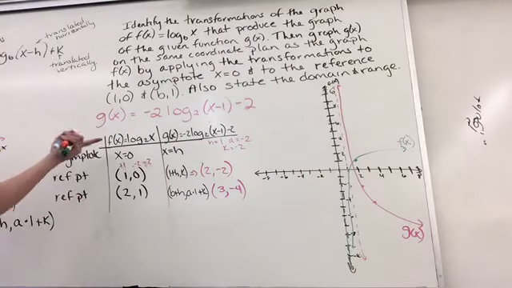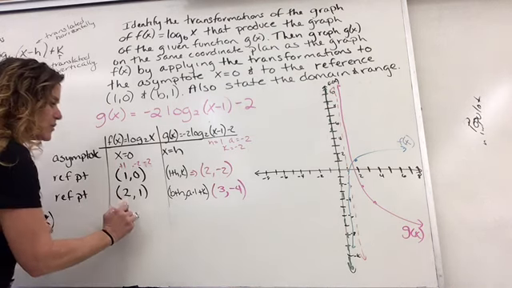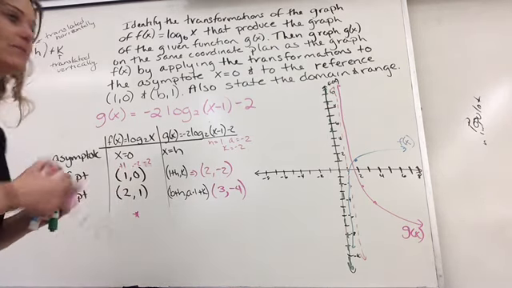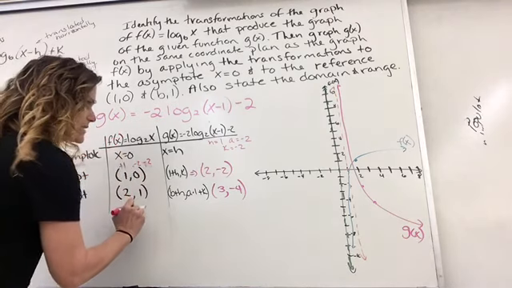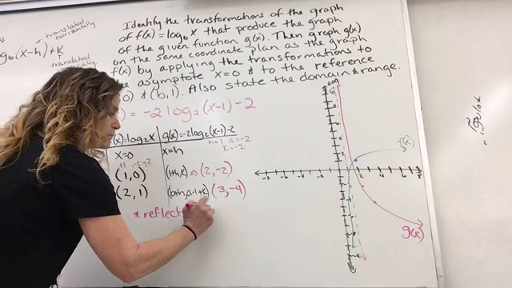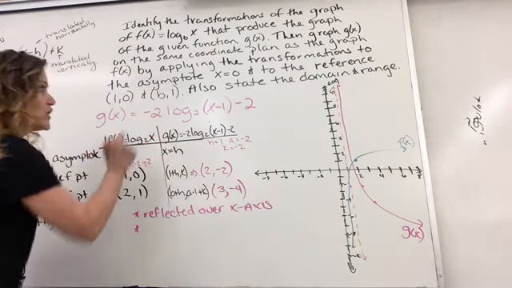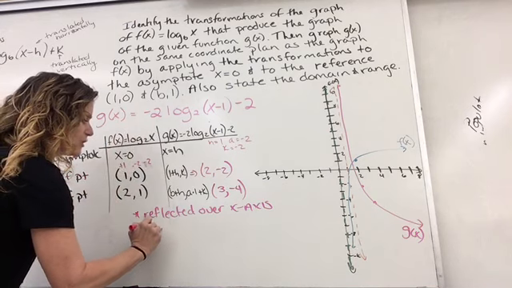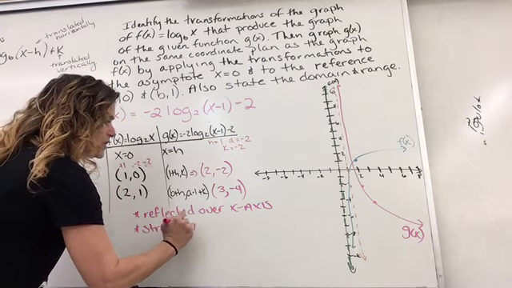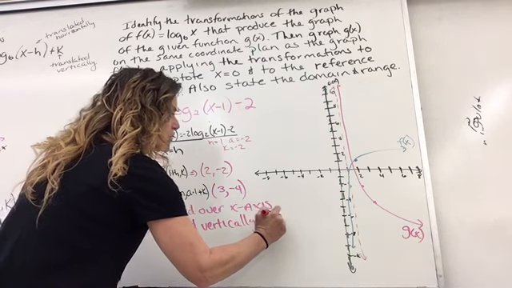G of x, if you go across that dotted diagonal line, then we would have those mirror images of each other. So let's talk and write in words. Since it's a negative, it's being reflected over the x-axis. The other change is it's stretched vertically by a factor of 2.